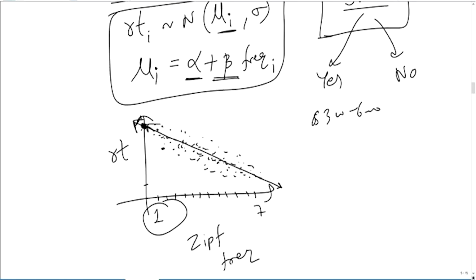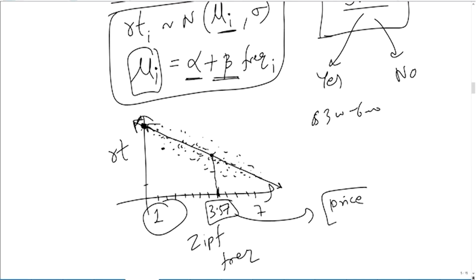So basically, let us take any frequency, let's say here. At this frequency, the average recognition time we are saying is this. That's what we call mu i. Okay. So given alpha and beta of this line and this particular frequency, this is mu i, the average recognition time at this particular frequency. So suppose this frequency is 3.57. Okay, and let's say you have a word with this frequency, and let's say the word is price.